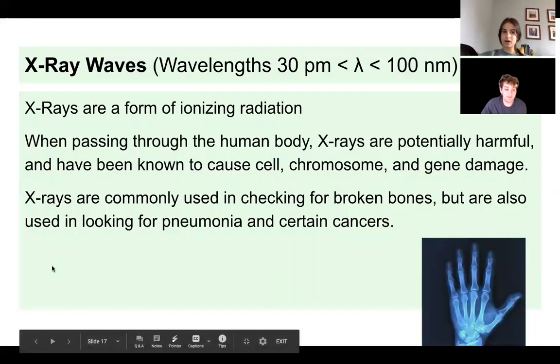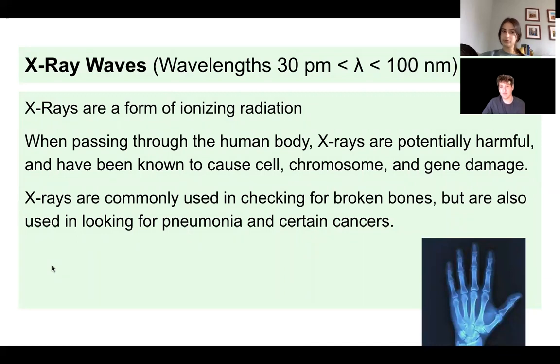Okay, and then next are X-ray waves, which are even shorter, and they're a form of ionizing radiation. So when X-rays pass through the human body, they become potentially harmful because they can cause cell, chromosome, and gene damage. And if you've ever gotten an X-ray before, it's probably because it was used to check for broken bones, but it's also used to check for pneumonia. They take an X-ray of your lungs, and other cancers.